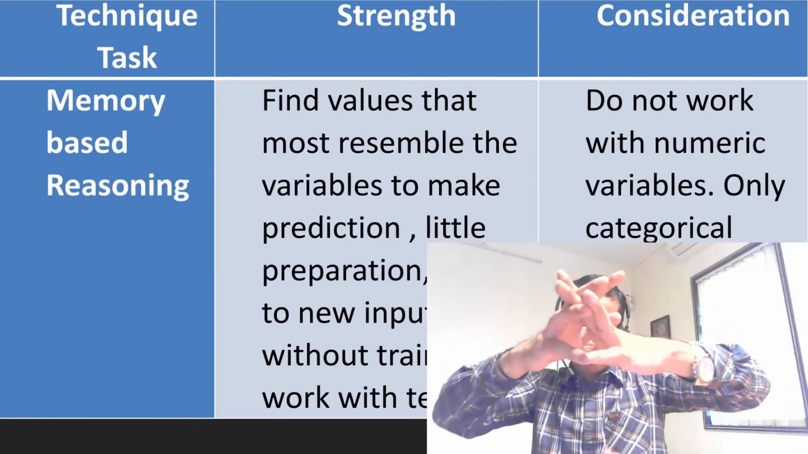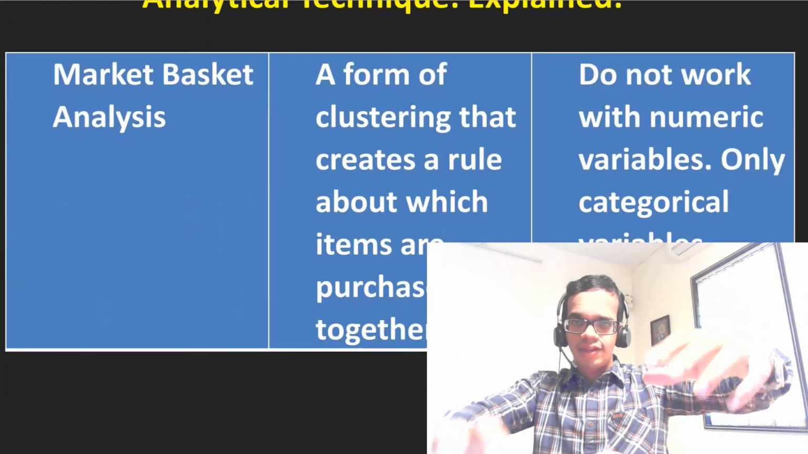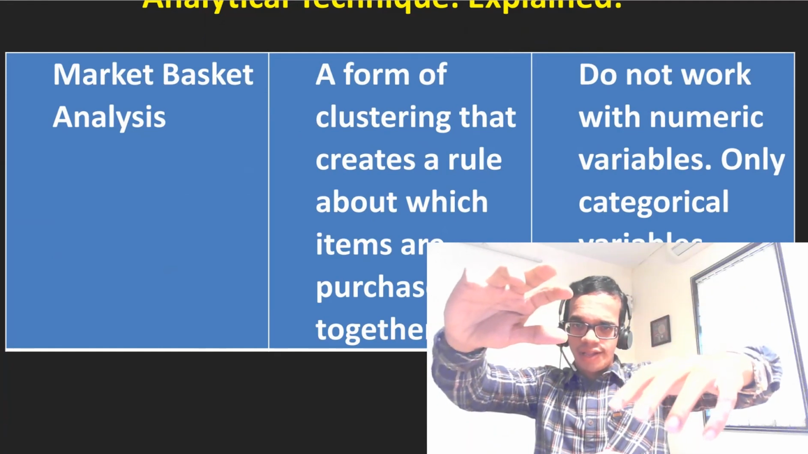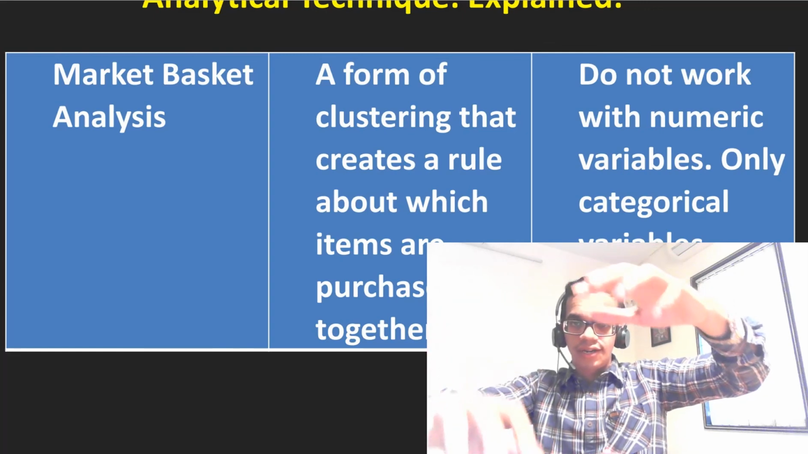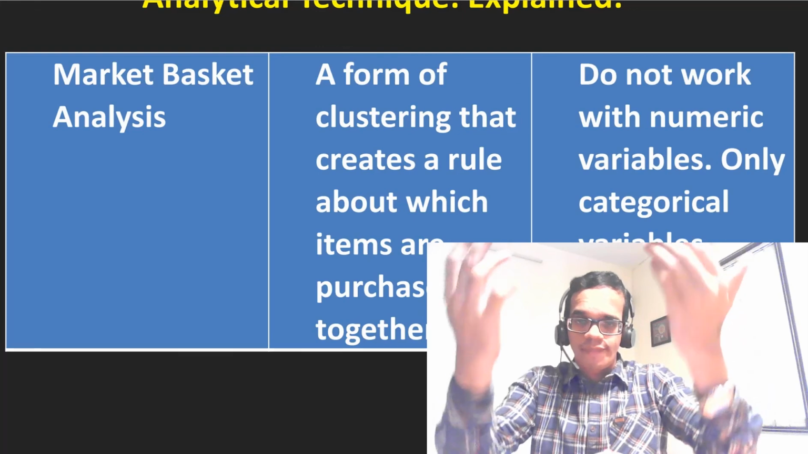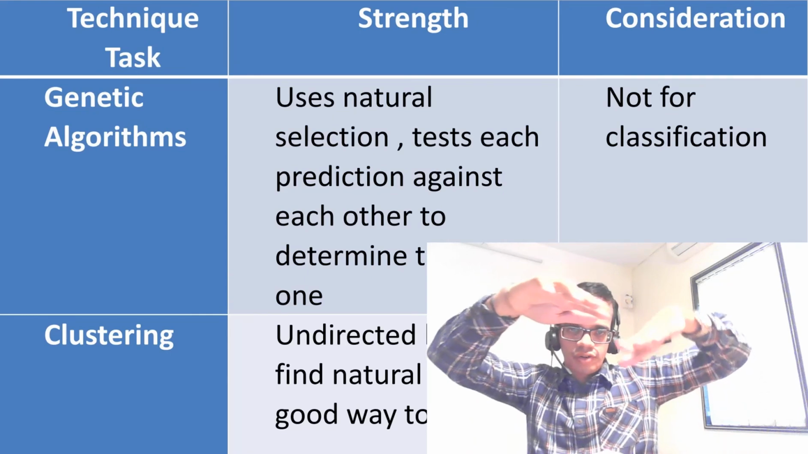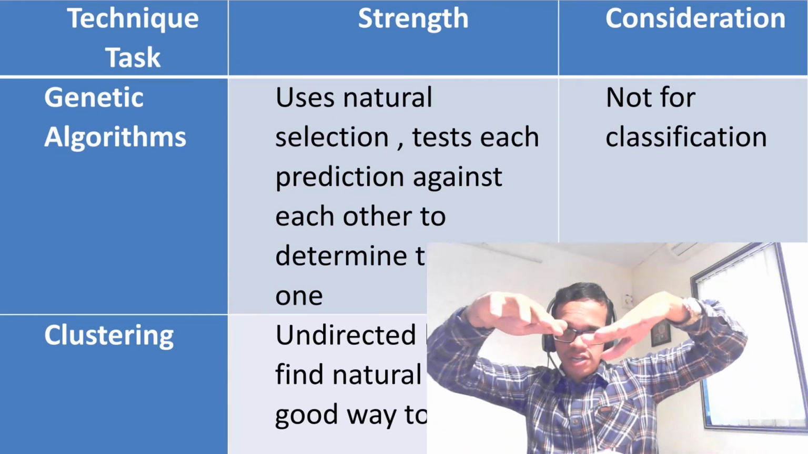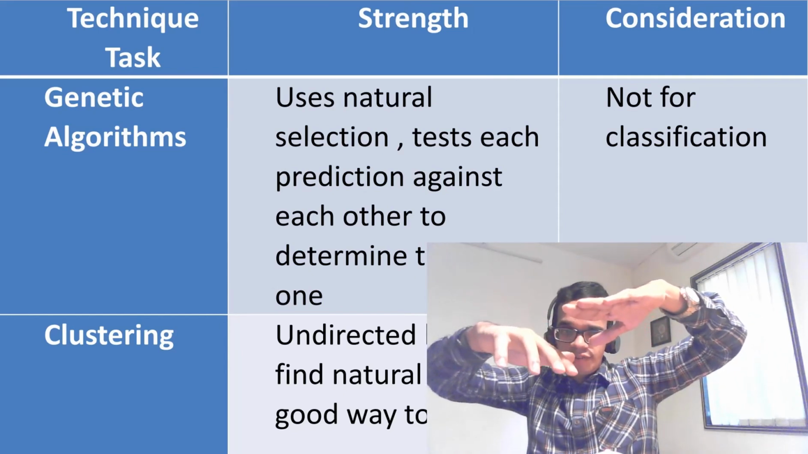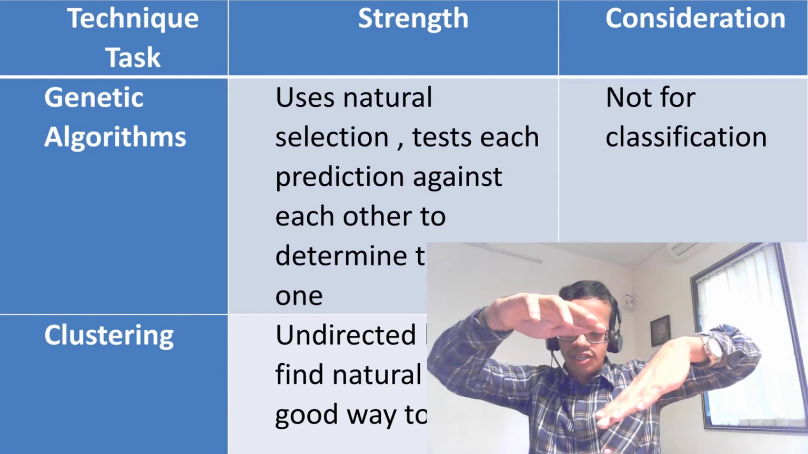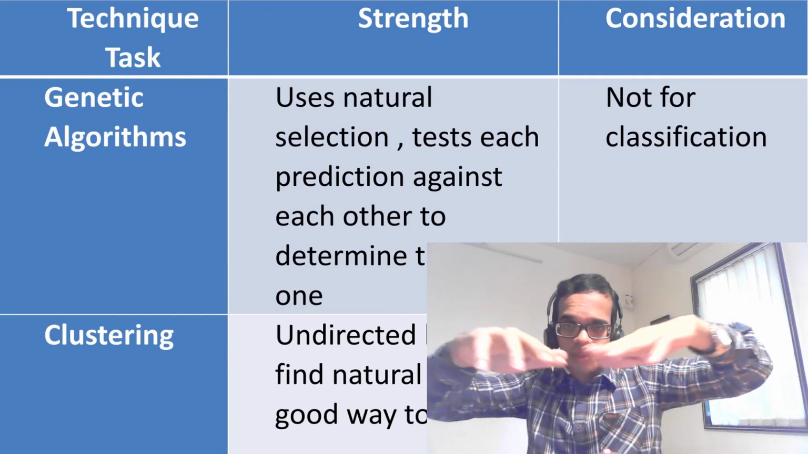What exactly needs to be considered for the business situations? Market basket analysis is a form of clustering that creates rules about which items are being purchased together. It does not work with numeric values, only categorical business values. What are the business categories that were being purchased together? The strengths include the genetic algorithm, which uses natural selection. Each has its prediction against the others to determine the best ones. The consideration is that it is not for classification; it is used for indirect relationship learning, finding natural groupings, and not predictive analysis.